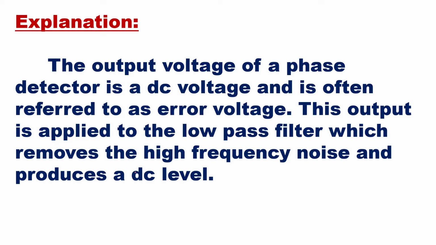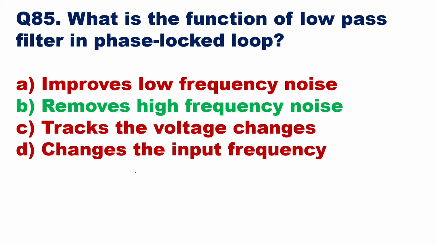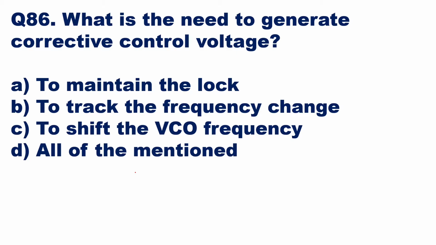So here if you see the explanation, the output voltage of a phase detector is a DC voltage and is often referred to as error voltage. This output is applied to a low pass filter which removes the high frequency noise and produces a DC level. So here you can see that option B is the right answer. Low pass filter in PLL removes high frequency noise. Then we'll go to question number 86. What is the need to generate a corrective control voltage?